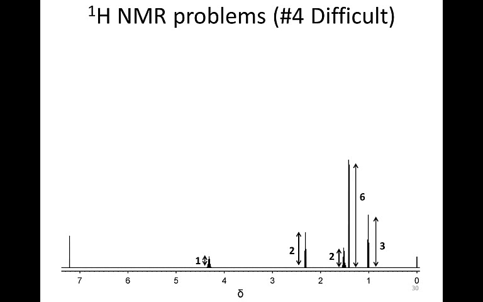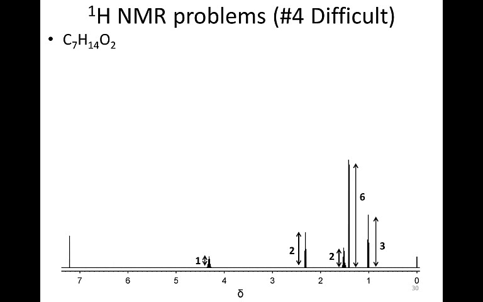Okay, so the next NMR problem that we're going to do is quite a bit more difficult than the first three. If you look up at the top left, you'll see the molecular formula of the molecule, C7H14O2, and on the bottom you'll see the NMR spectrum. We're going to zoom in on the spectrum in a moment, but for the beginning, let's take a look at the molecular formula and try to tweeze out a little bit of information from that.